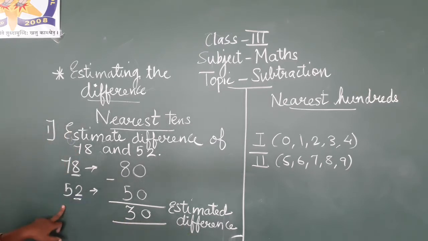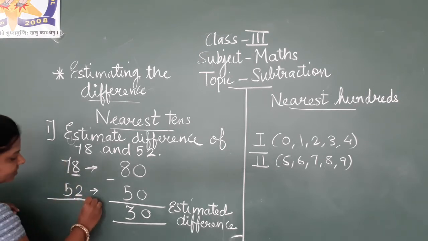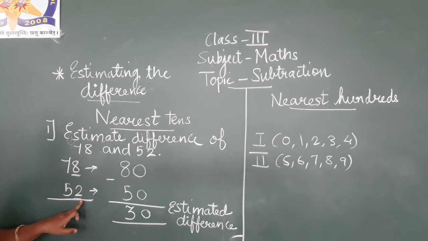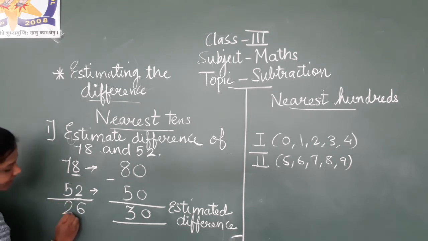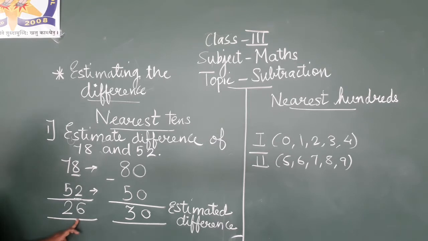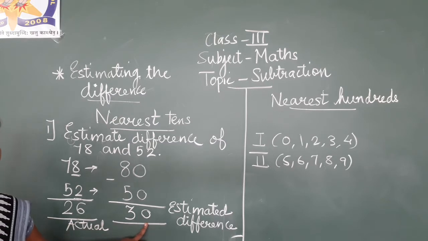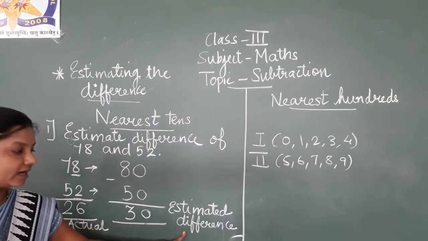Now actual difference. Actual difference means without rounding off. So let us subtract here, 8 minus 2. 8 minus 2 is 6. 7 minus 5, 2. That is 26. And this is the actual difference. So the actual difference is very near to the estimated difference.